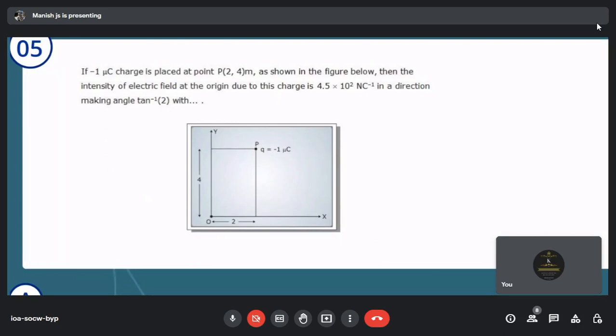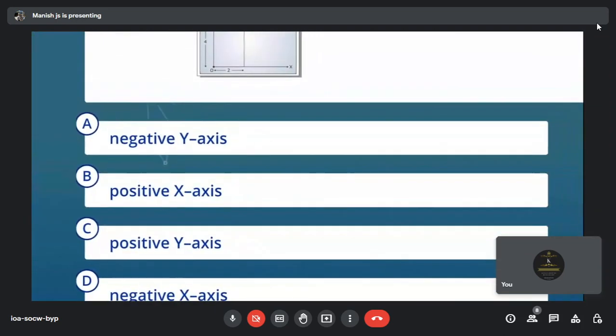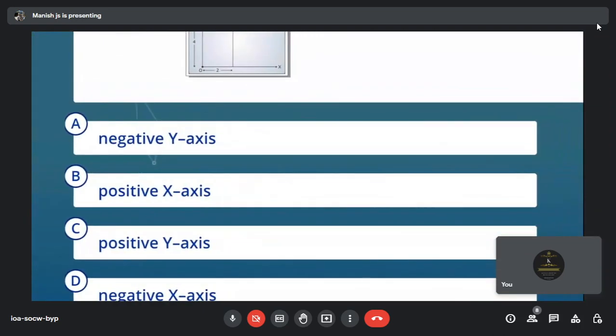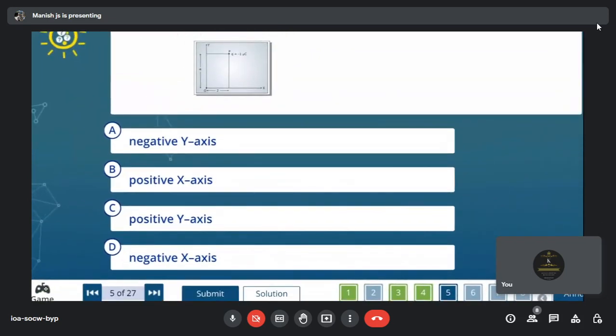We all know what tan theta is: opposite side by adjacent, correct. So draw a line between O and P and try to find out the angle of tan. Tan inverse 2, so which corresponding value are they talking about? You have 4 options: is it negative y, positive x, positive y, or negative x? Which option will be correct for this question?